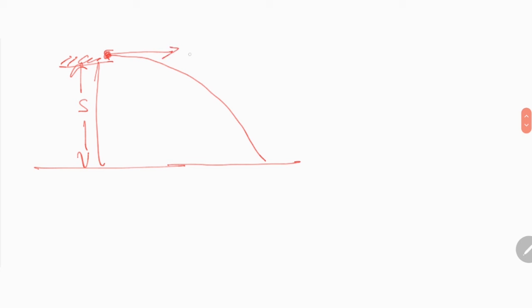Now let us assume that we have a platform here, and a ball is just projected this way. Now let us assume this to be S, and this ball was projected sidewards with a velocity v. There is no angle, it is just projected horizontally with a velocity v, and this is your ground. Now suppose we have to find out the range here, we have to find out how far the ball has fallen from the ground.